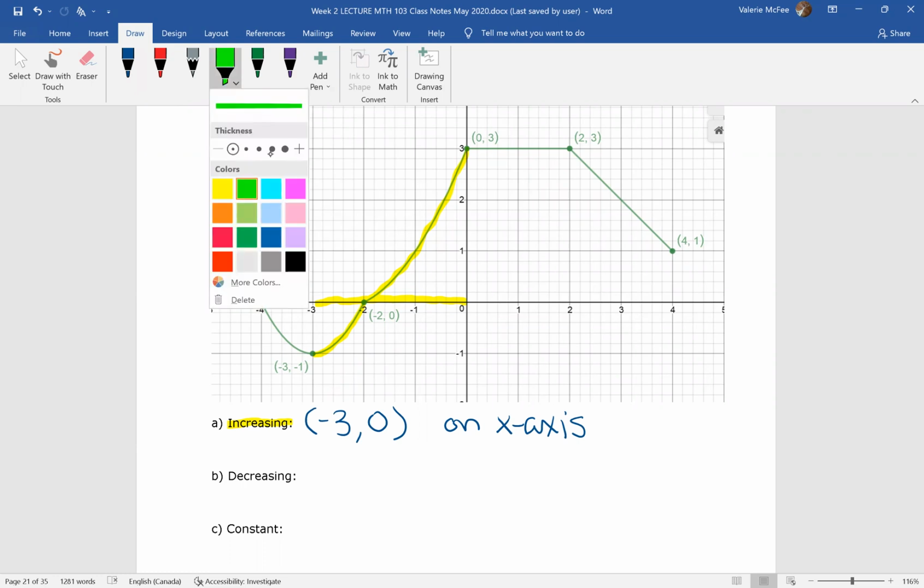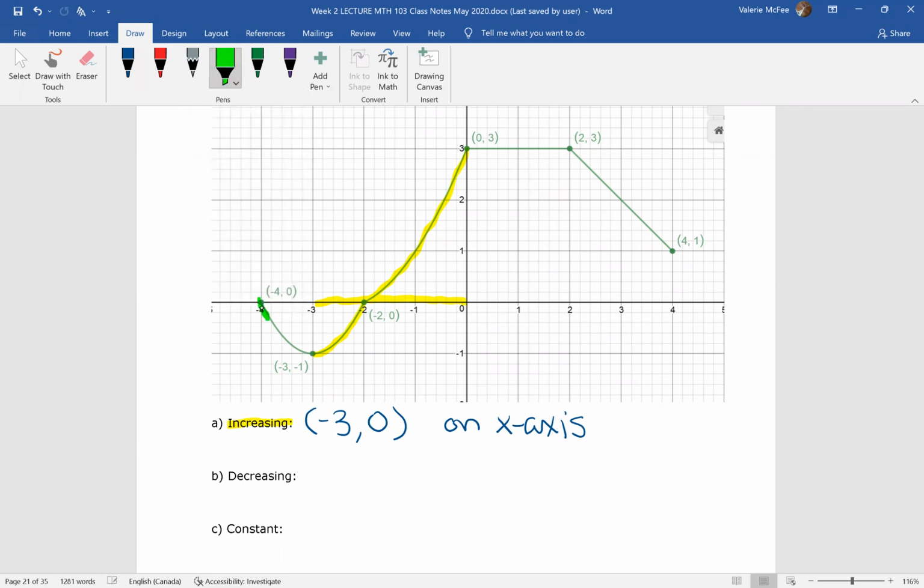Where is the function decreasing? Well, I can see right here, it's going down to the right. And here, it's going down to the right. Those are the pieces where it's decreasing. What is that on the x-axis? Here, from -4 to -3, and we use a comma here, and also from 2 to 4.